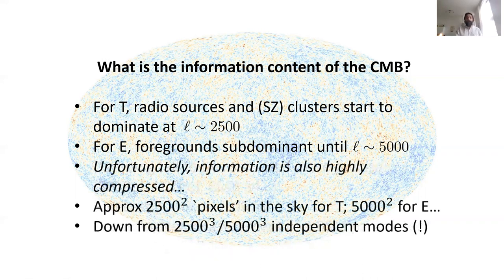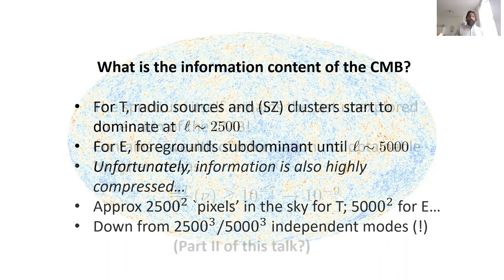Moreover, and this is really getting to the beginning of the talk, we're going to step back a bit and be a little more epistemologically self-aware of what we're really concluding from what we're seeing. We have to realize that this information is highly compressed. We have 2,500 pixels in the sky for temperature anisotropies and about 5,000 squared for E polarization anisotropies. That's down from a volume by a factor of 10 to the 3. So that's a 10 to the 3 compression, a factor of 1,000 compression of the data, which is a lot.